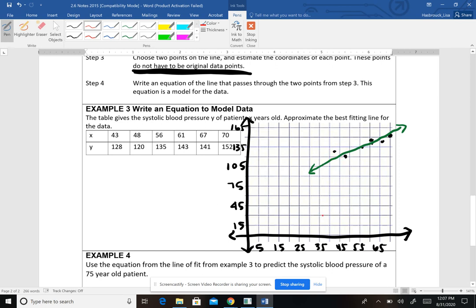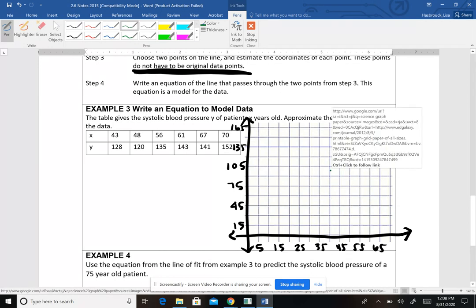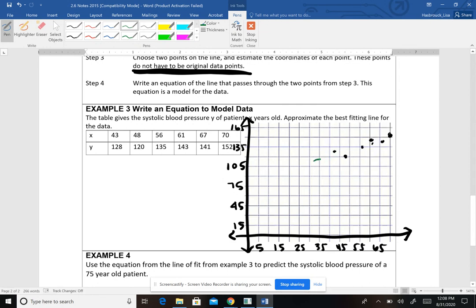So I don't think I like this line very much. I'm going to go ahead and fix it. And that's the great thing about this, you can adjust it if you want to. I want to make it look a little bit better. Okay. So I'm going to use 2 points that are on pretty numbers. So here I'm going to use this point on this line that's 40, 120. And I'm also going to use 60, I'd say that's 140. So those are the points on my line that I'm going to use to write an equation.